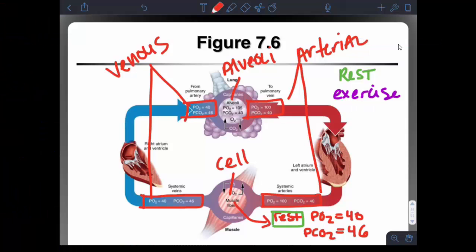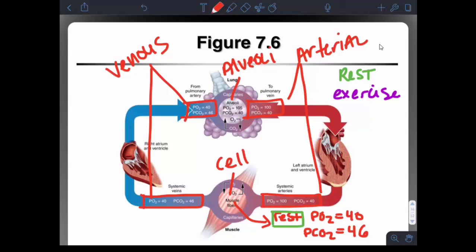Alright, back to figure 7.6. I'm going to talk about a couple other things. We've already talked about the conditions at rest. We're now going to talk about the conditions with exercise. But before that, I just want to summarize a couple things here.